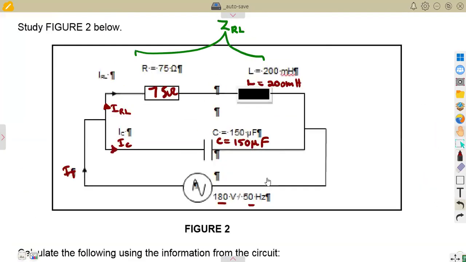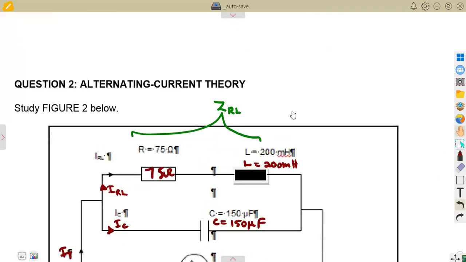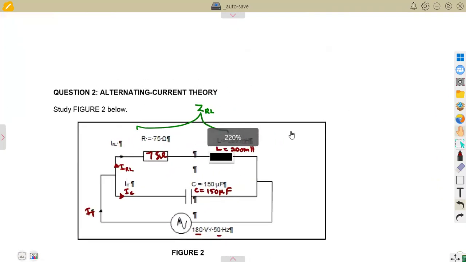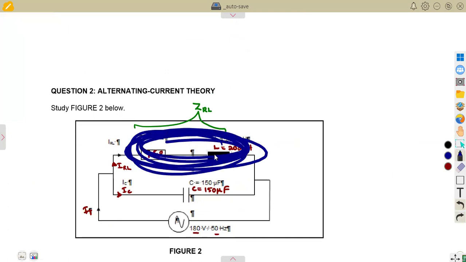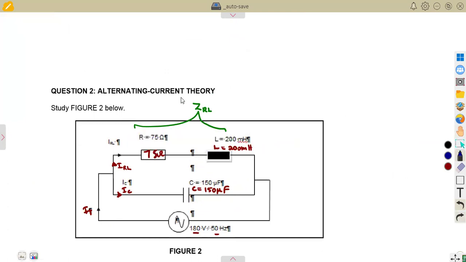It is because across the inductive branch here, if we consider it properly, where we are given the inductor here, across this branch there is a resistor. So you must work with what is affecting the resistor and the inductor, which is the ZRL, the impedance of the coil.